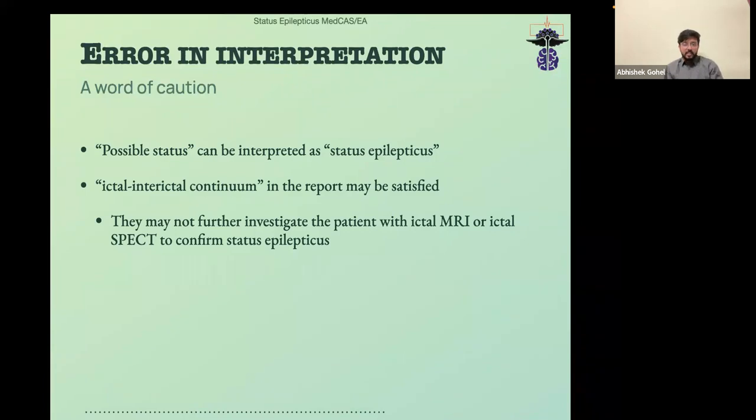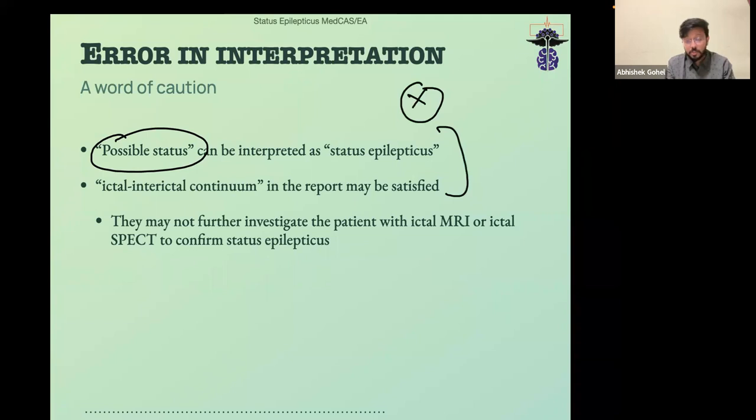Now, it is very much clear if it is an electrographic seizure or an electroclinical seizure. But what does it mean when we call it a possible status or just an interictal continuum? That means you should not be satisfied by this diagnosis. You should suspect, but you should not be satisfied with the diagnosis. And you should really look for other causes of unresponsiveness, and you should go into the other causes of status epilepticus.